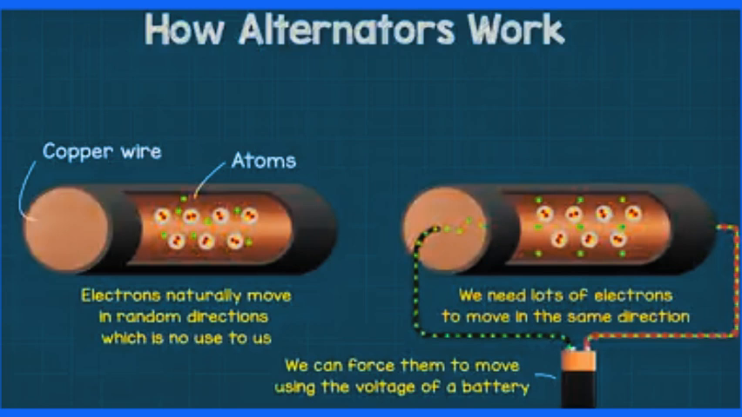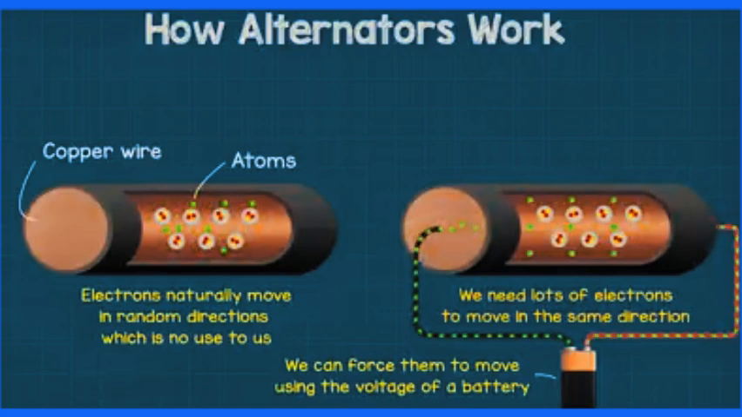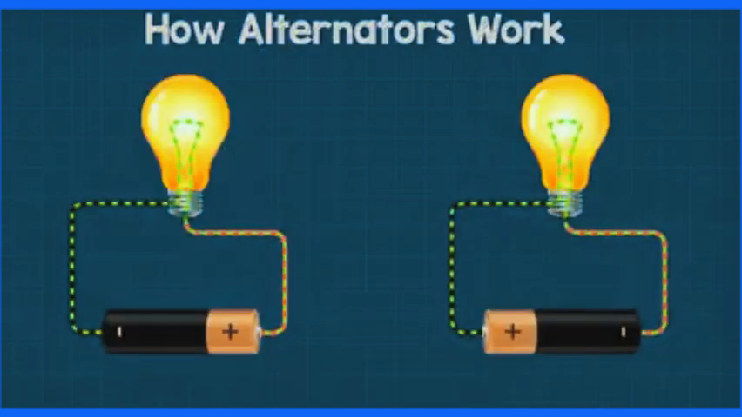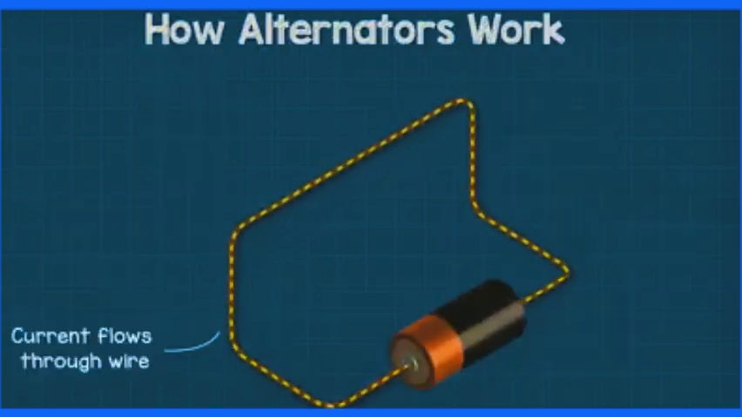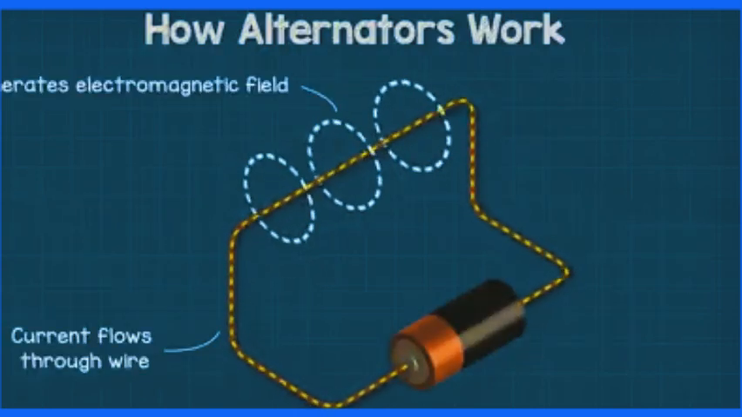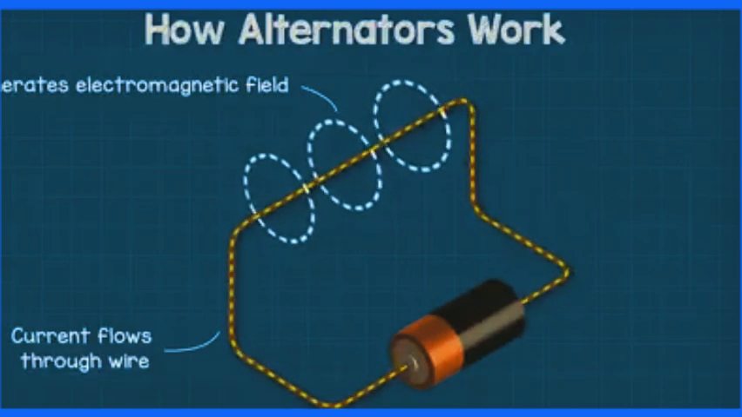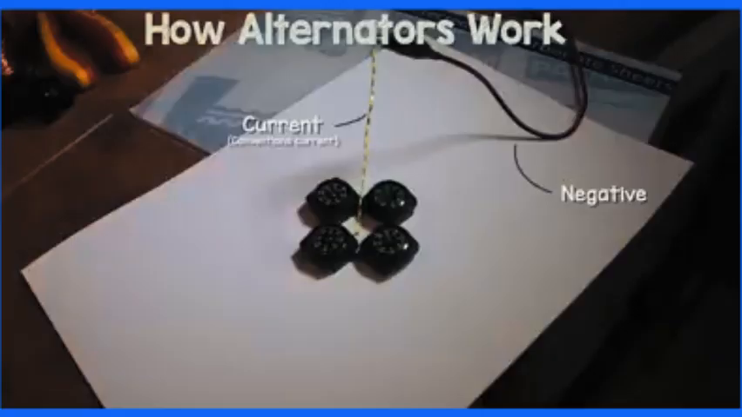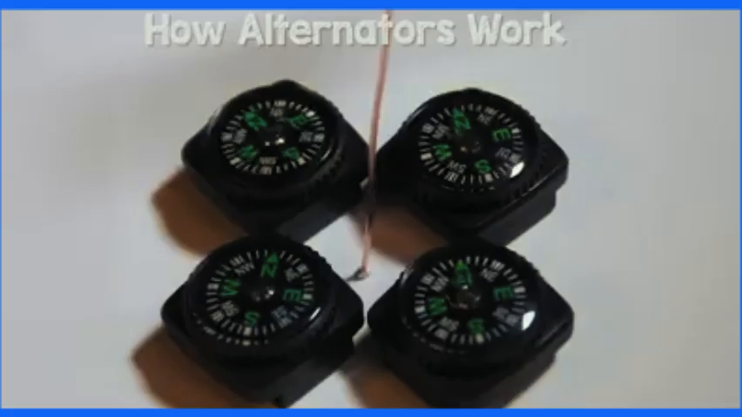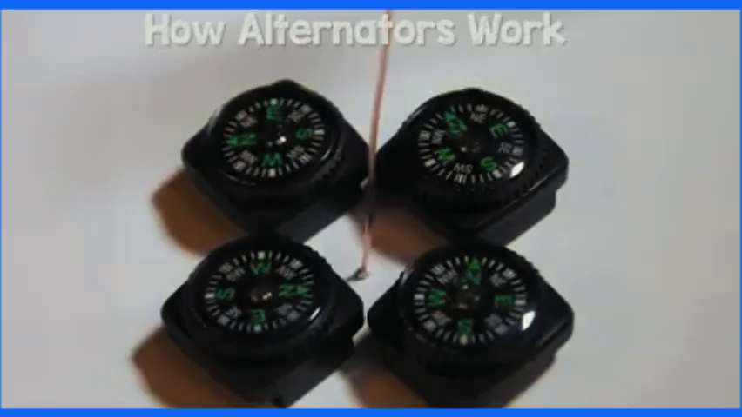We need lots of electrons to flow in the same direction, and we do that by applying a voltage difference across the two ends of a wire. This forces the electrons to flow. If we reverse the battery, the electrons flow in the opposite direction. When electricity passes through a wire, an electromagnetic field is generated around the wire. If we place some compasses around the wire and pass a current through it, the compasses will align with the magnetic field.